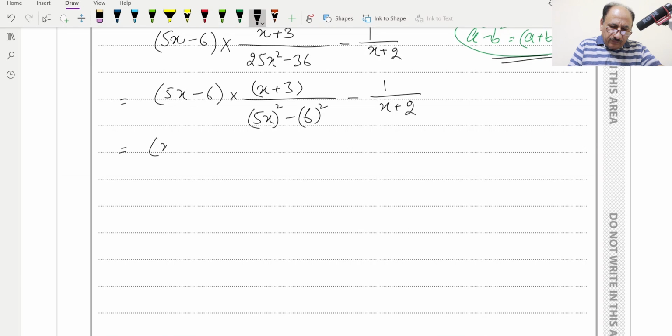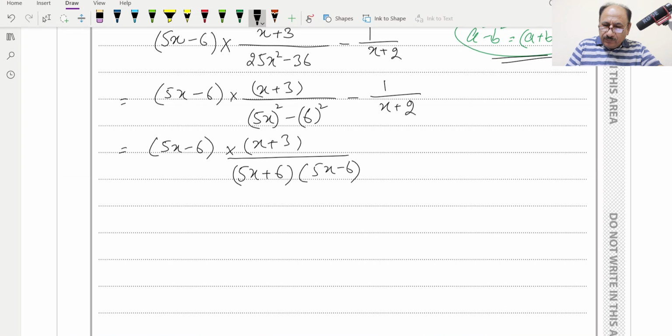Now we can rewrite by applying this formula. So 5x minus 6 as it is, into x plus 3, over, applying the formula here, 5x plus 6 and 5x minus 6, and minus 1 over x plus 2.